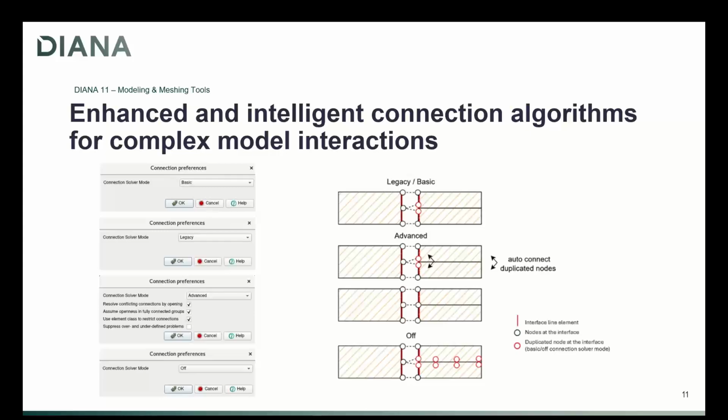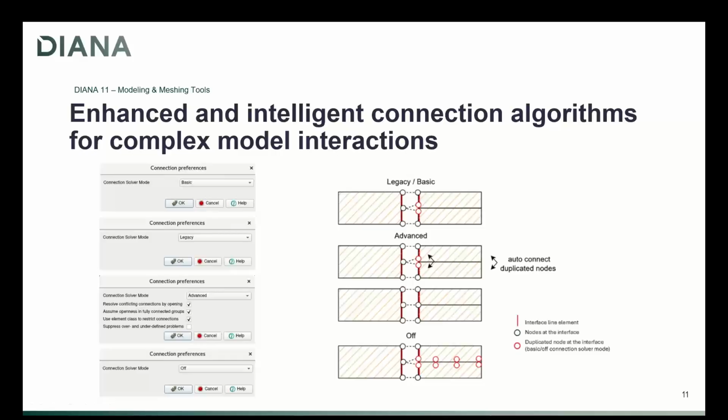The basic option behaves as the old option, but using a different algorithm. So this option is the default in Diana. And this algorithm opens all coincident nodes if there is a connection defined in the intermediate surrounding area. So basically, you end up in this situation.